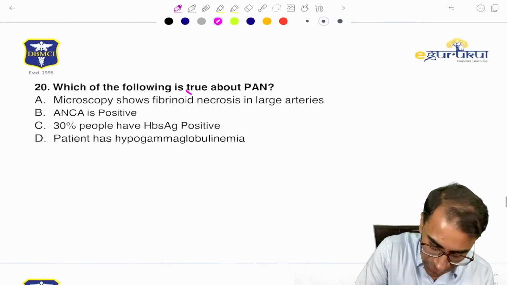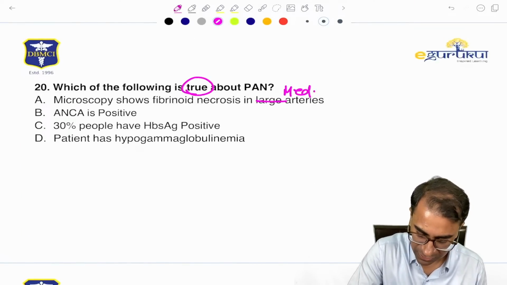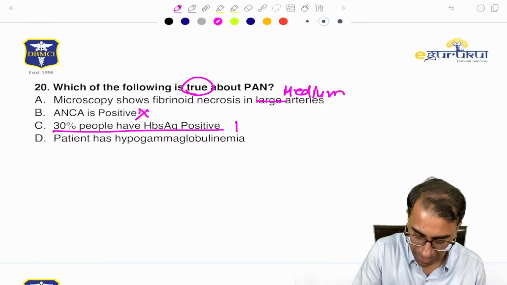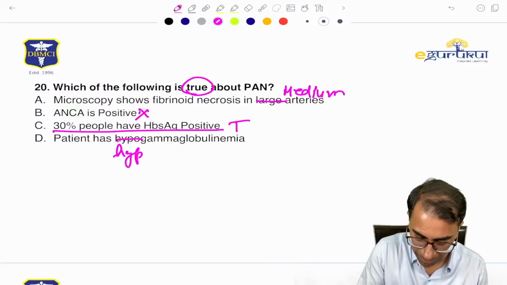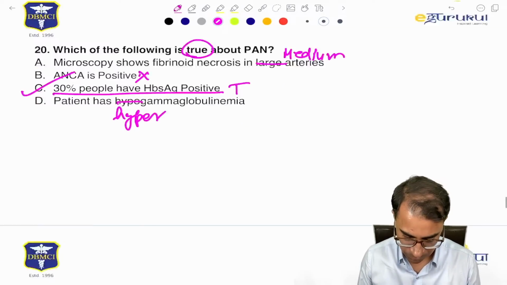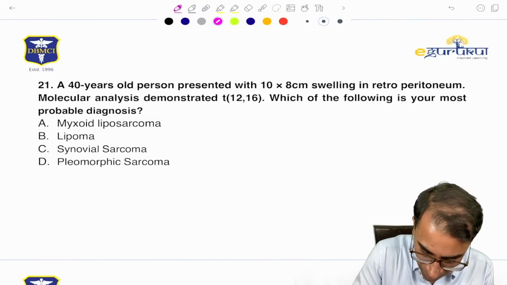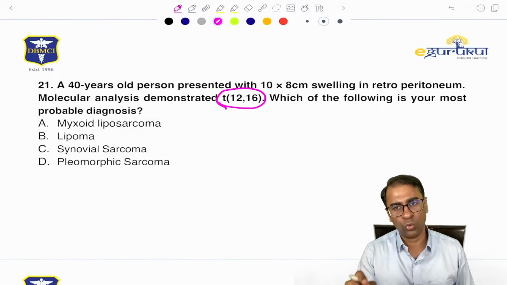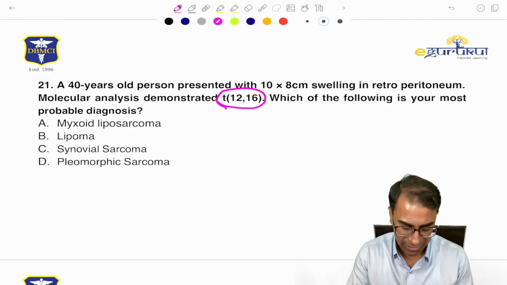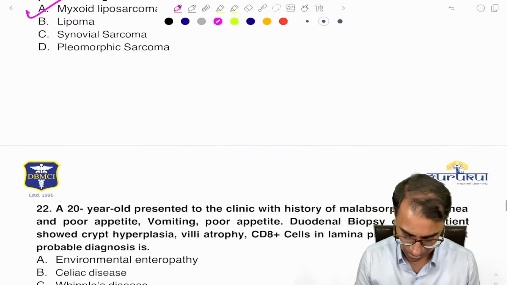Okay. The following is true about PAN. PAN involves medium-sized vessels. ANCA is negative in PAN. 30% may be HBs positive, and they have hypergammaglobulinemia. So the answer is clearly C. Clearly it's C. 21. This is a typical translocation of 12 with 16. This is a factual question. I don't want you to go more in depth of it. 12-16 translocation is in the case of myxoid liposarcoma. Typical case of myxoid liposarcoma.